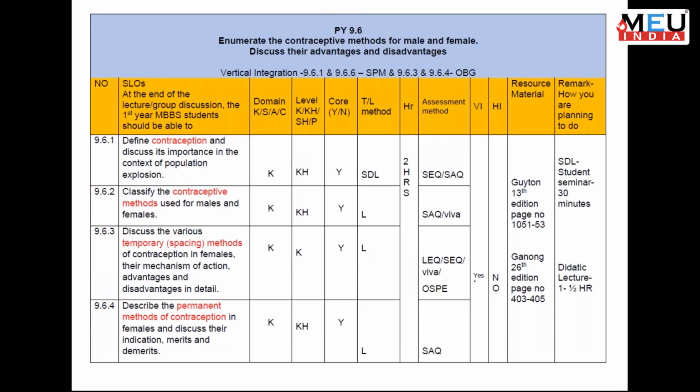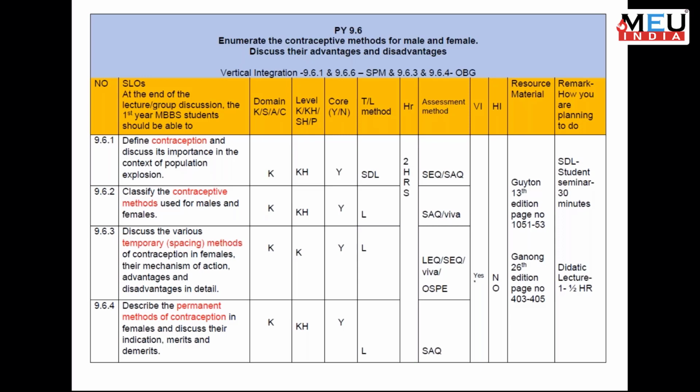The next competency, 9.6, is related to contraception. So the competency is enumerate the contraceptive methods for males and females and discuss the advantages and disadvantages. So the first SLO, define contraception and discuss its importance in the context of population explosion. The second one is classify the contraceptive methods used for males and females.